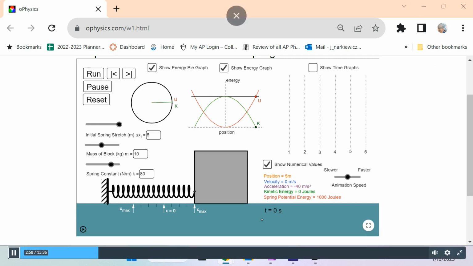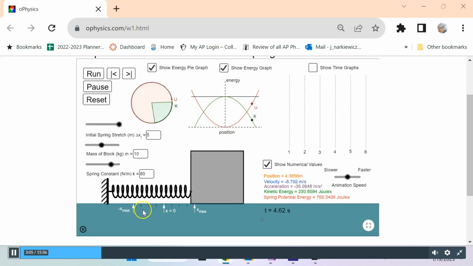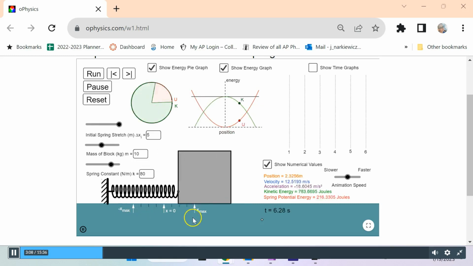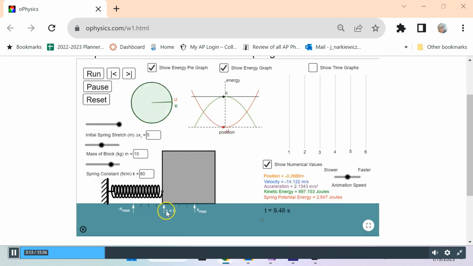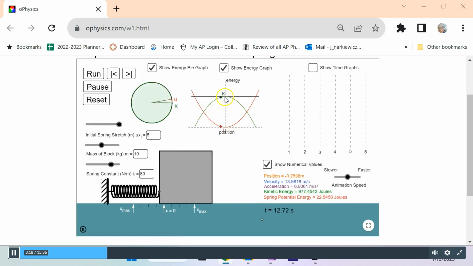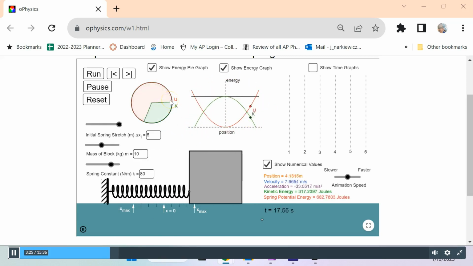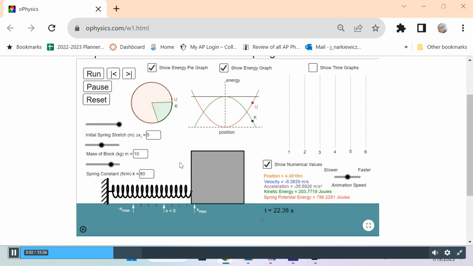So if we look at our energy graph, I'm going to have maximum potential at these maximum values, which makes sense because that's where my spring is stretched or compressed the most. And then I'm going to have maximum kinetic right at the center here, when the spring is not stretched or compressed at all. We can see that the spring kinetic and potential oscillate back and forth, right? We go from all potential to all kinetic, but our total energy doesn't change, because our total energy is conserved.